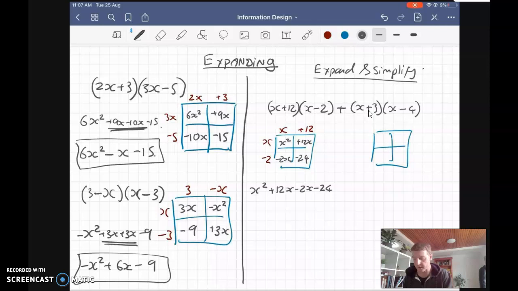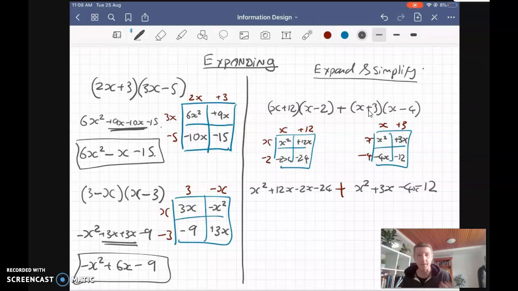That's my first one. The second one, x plus 3 and x minus 4. If I complete my brackets, x squared plus 3x minus 4x minus 12. So now I'm adding that first lot to the second lot, x squared plus 3x minus 4x minus 12. And now I can combine them all.